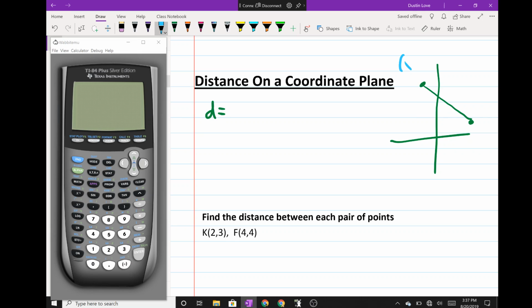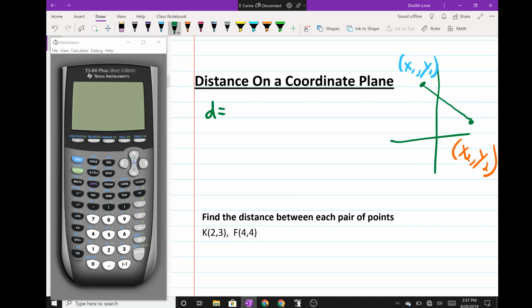This point up here is going to be x1, y1, and this point down here is going to be x2, y2. Just like you had back in Algebra 1 doing slope formula. x1, y1, x2, y2.